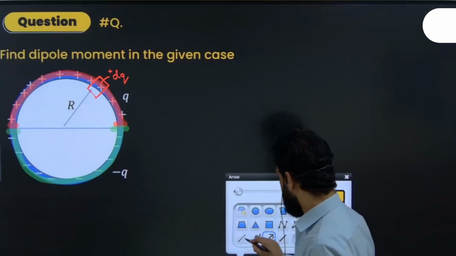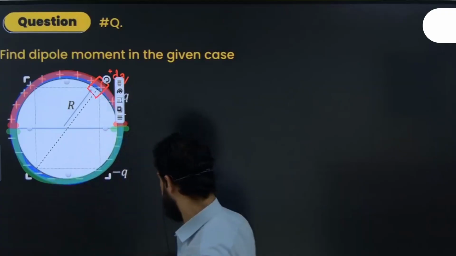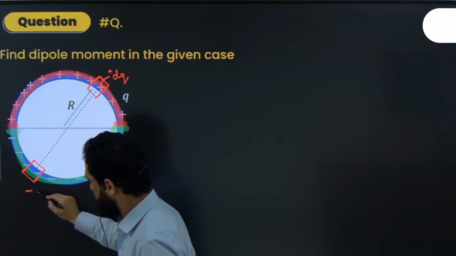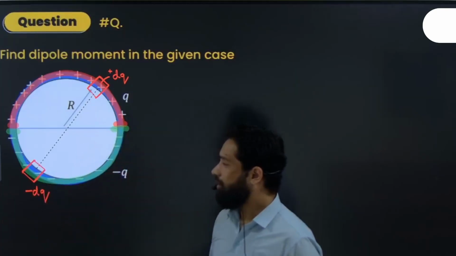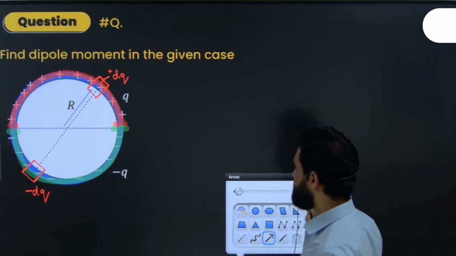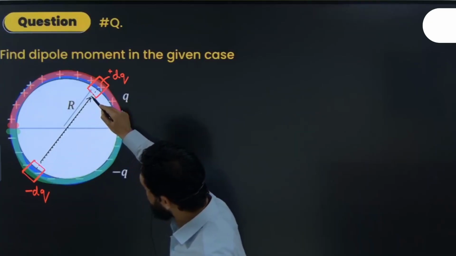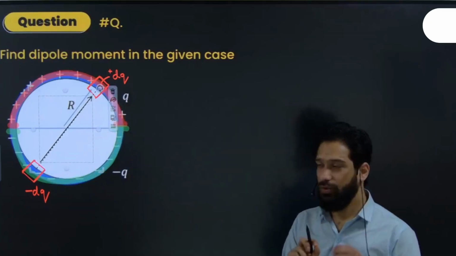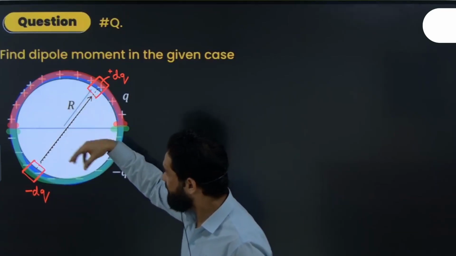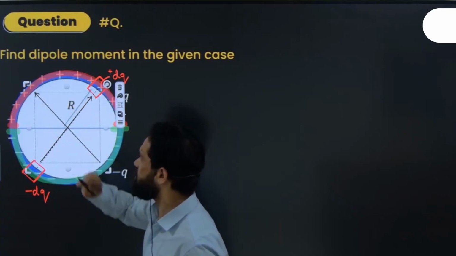But as you can see, just at the opposite end of it, there exists a similar charge minus dq on the opposite side, and the distance between them is obviously the diameter. So if I ask, is this a dipole or not? These two, yes. So we can have a dipole going from the negative point to the positive point.